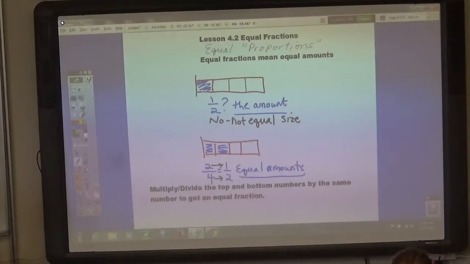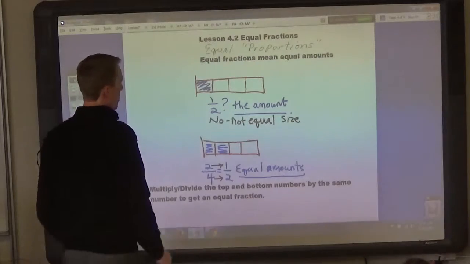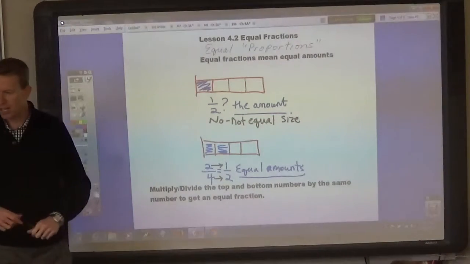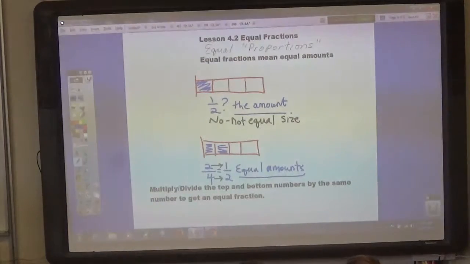6th graders. Lesson 4.2 is about equal fractions. Well, what does an equal fraction mean? What is equal about fractions? If there are two fractions that are equal, what is equal about them?